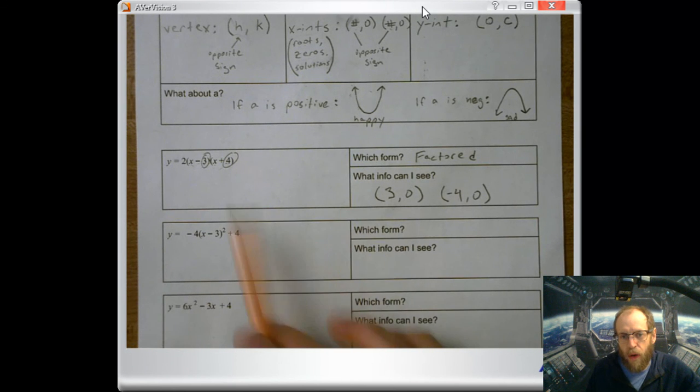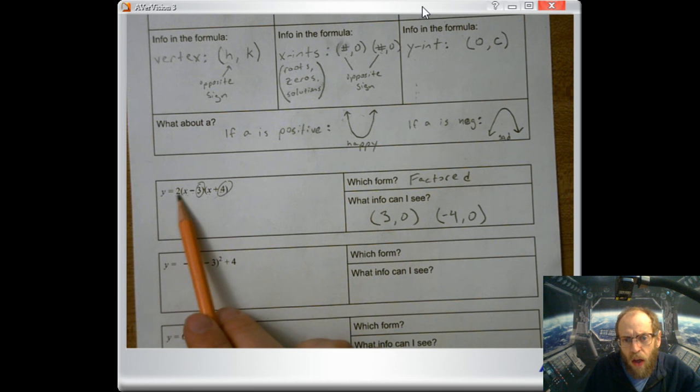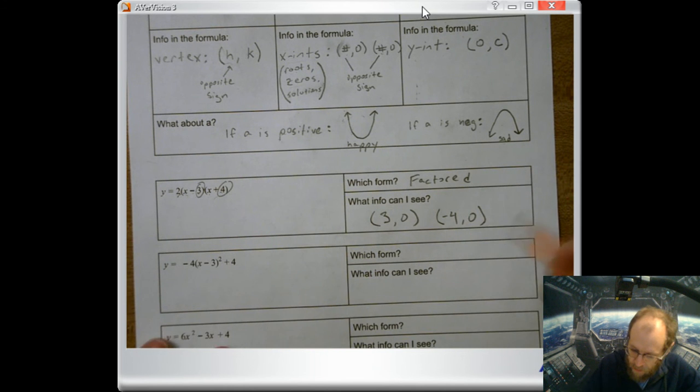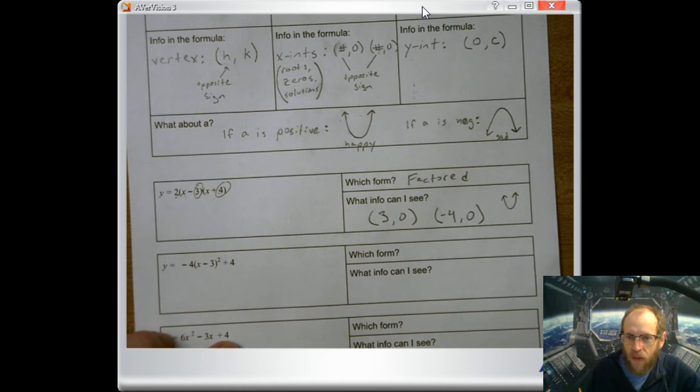Oh, there's one other thing I can see. I almost forgot. I've got the a value. What does this a value of 2 tell me? Well, is it a positive 2 or a negative 2? It's a positive 2. So I can also tell my parabola opens up. So it's a happy parabola.